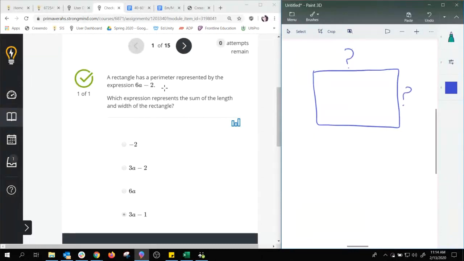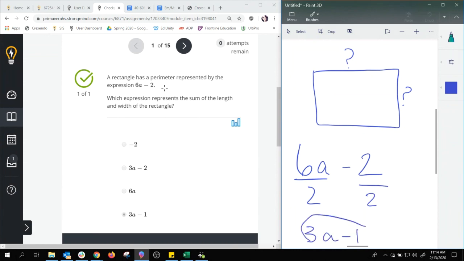So since there's 2 of each side, all I have to do is divide both of these by 2, which will give me 3a minus 1. That's how you do that problem.